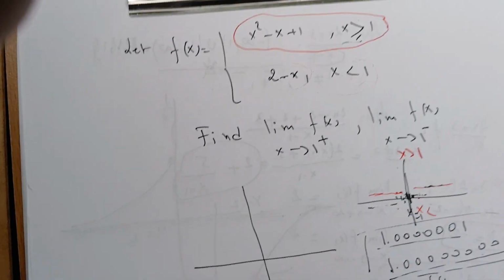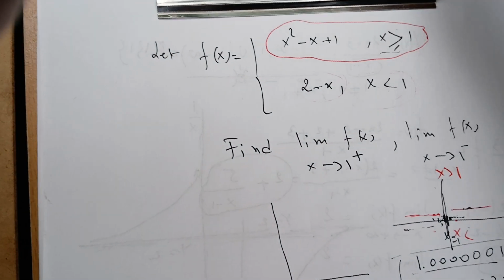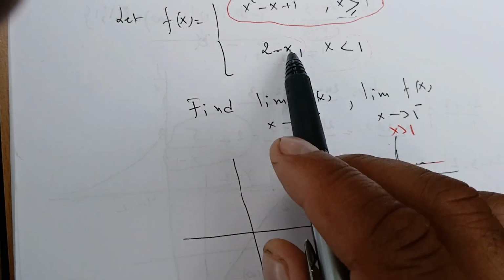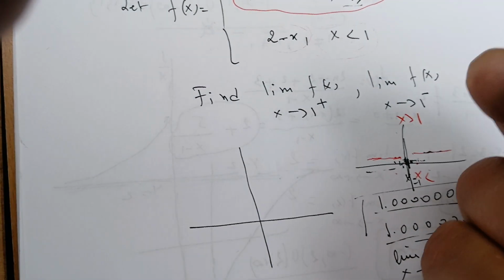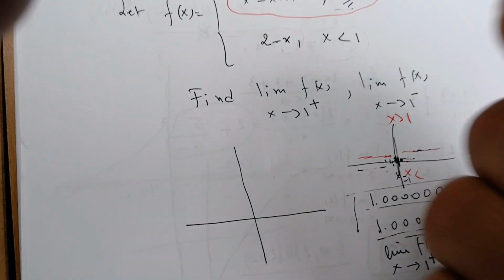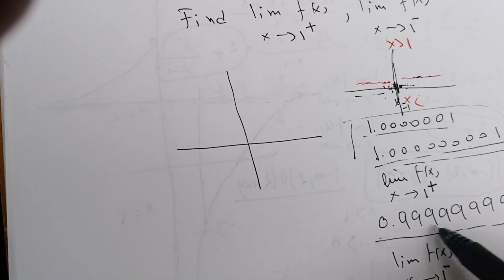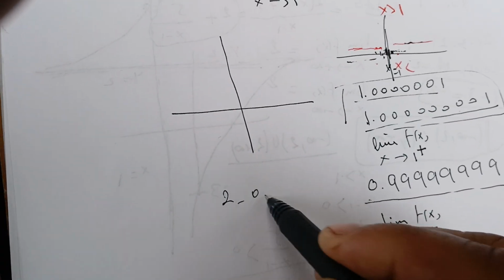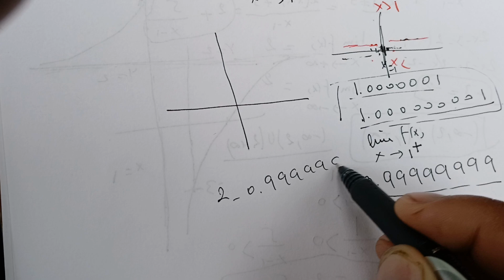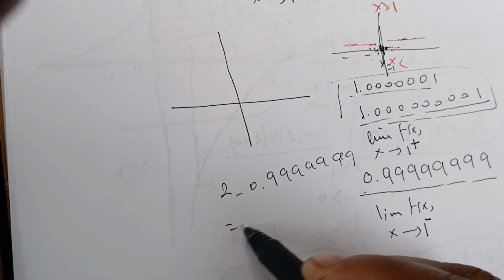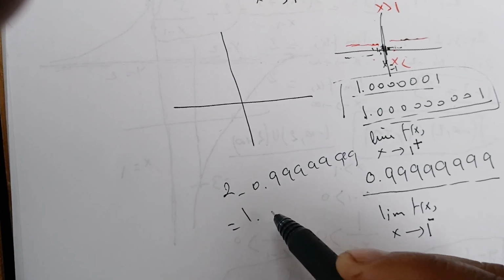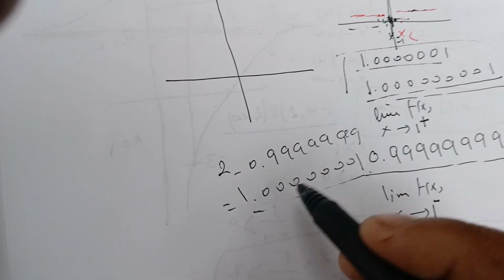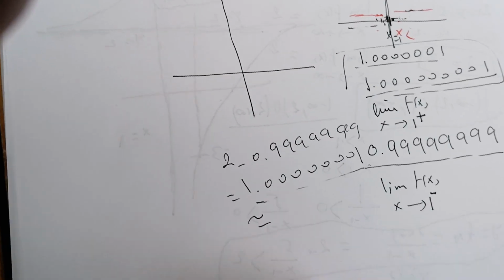Okay, so let's compute the limit from the left and see what we can get. So we're going to give x some values that are close to 1, but not equal to 1. Let's say 0.999999. So what do you get? It's 1.000001. But this is 1, yes? So let's say this is 1.